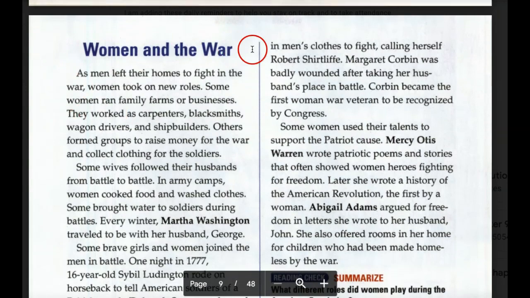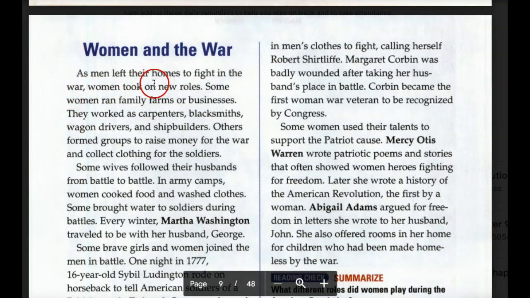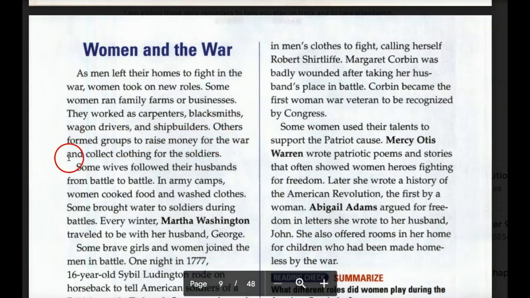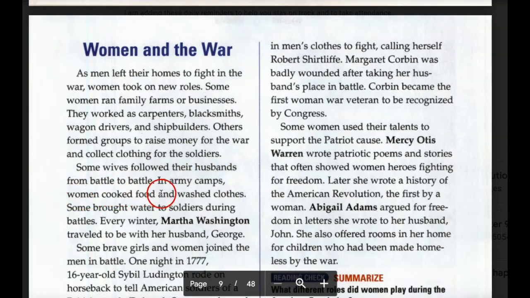Women and the war. As men left their homes to fight in the war, women took on new roles. Some women ran family farms or businesses. They worked as carpenters, blacksmiths, wagon drivers, and shipbuilders. Others formed groups to raise money for the war and collect clothing for the soldiers. Some wives followed their husbands from battle to battle. In army camps, women cooked food and washed clothes. Some brought water to soldiers during battles.